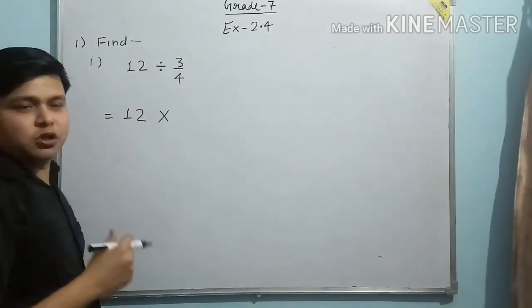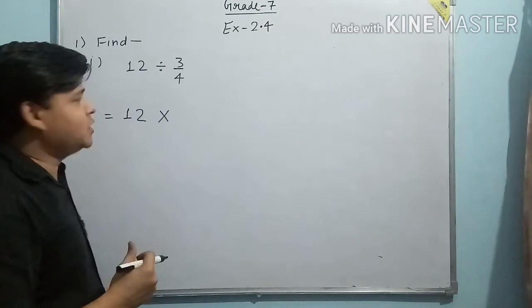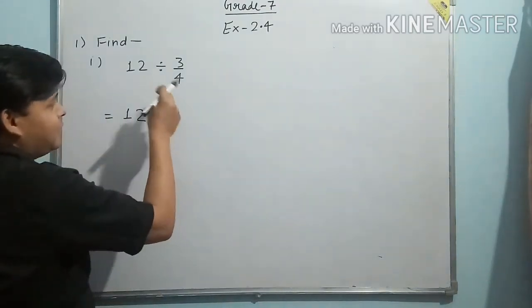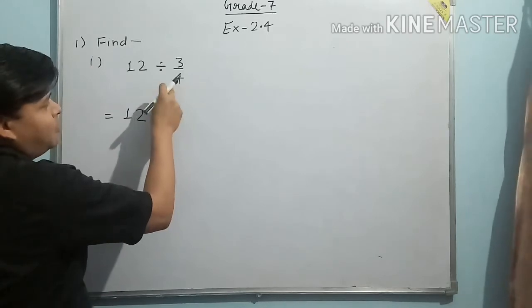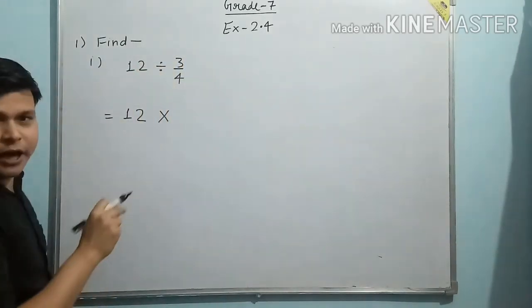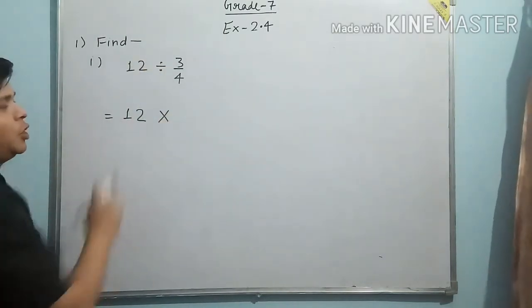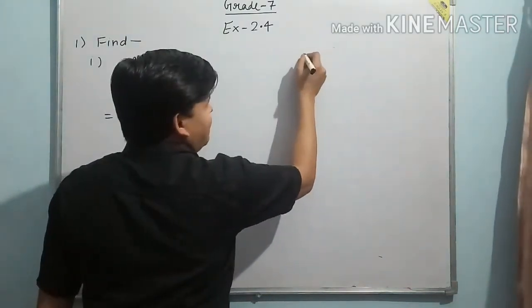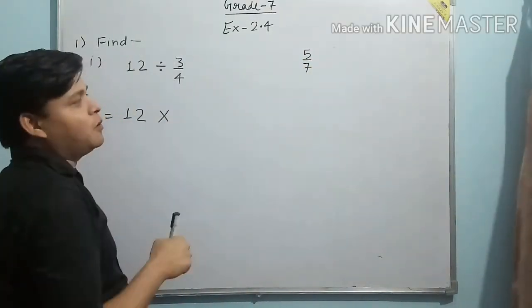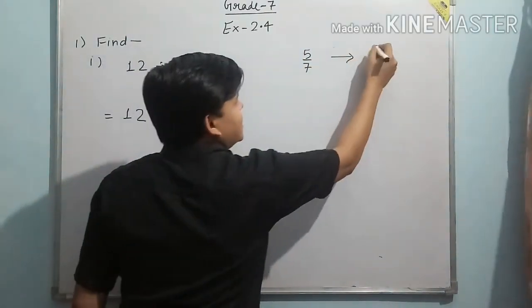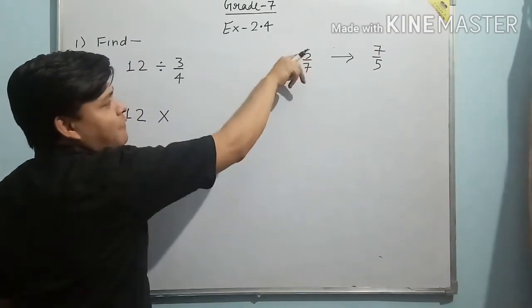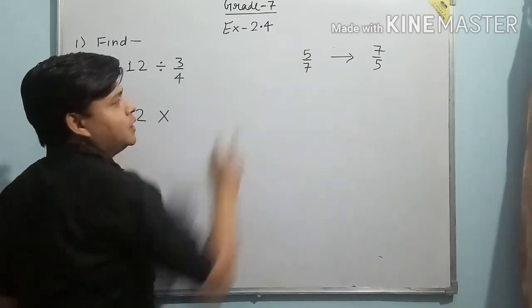Reciprocal is also known as the multiplicative inverse of the number, and simply you can understand this: when we write the reciprocal of any number, the denominator you will write in place of the numerator and the numerator you will write in place of the denominator. For example, I have the number 5 upon 7. So the reciprocal of 5 upon 7 is 7 upon 5. Means opposite, like this. 5 will come in the denominator, 7 will go in the numerator.